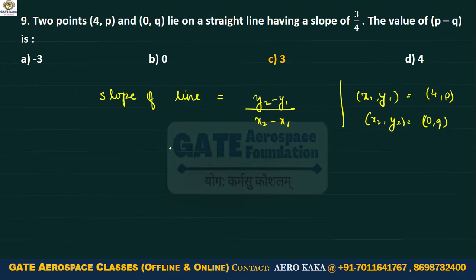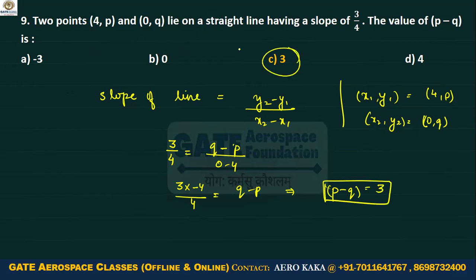So I'll simply substitute the values. I have the value of slope 3 by 4. y2 is q, y1 is p. x2 is 0, x1 is 4, so minus 4 is what I'm getting. So I'll get 3 into minus 4 upon 4 is equal to q minus p. If I take negative common from both the ends, I'll get the p minus q value, which is going to be equal to 3. And this is what I'm supposed to find out. So your correct answer would be 3. It's quite simple. You just need to remember the equation of slope of a line.